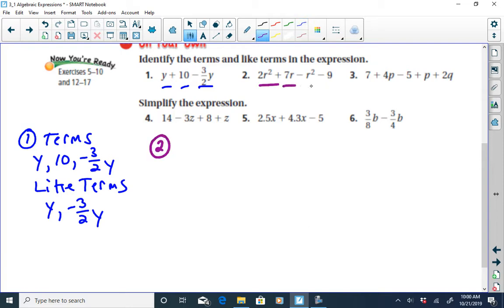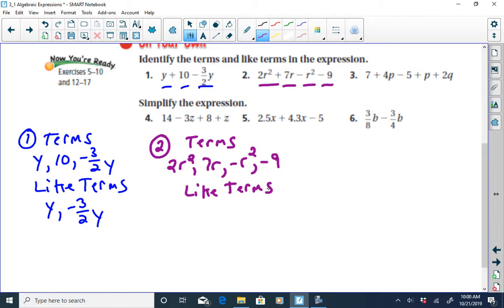Let's try problem 2. We have 1, 2, 3, 4 terms in the expression. So your terms are 2r squared, 7r, the opposite of r squared, and negative 9. Your like terms are your terms with the same variable to the same power. So my like terms would be the 2r squared and the negative 1r squared. And that would be it because the r and the 9 are not like terms. So we only have a pair of like terms there for problem 2.